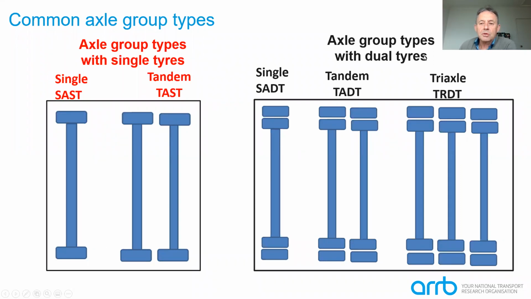Then we have axle groups with dual tyres, and the most common is a single axle with dual tyres. You might also have a tandem axle, which might be a trailer axle, for example, on a truck, or another trailer axle type is a triaxle group. So they're the common axle group types.